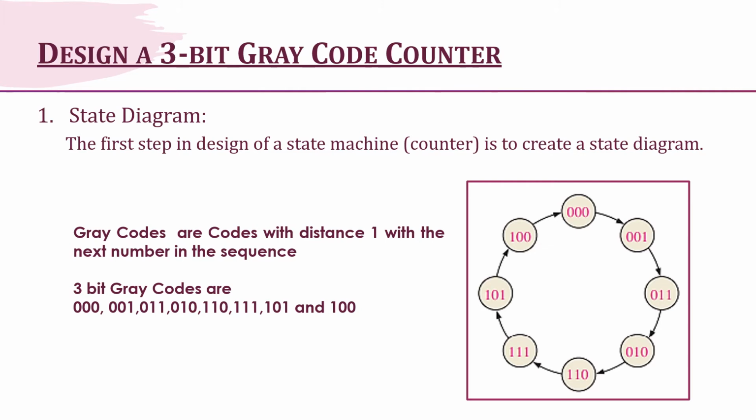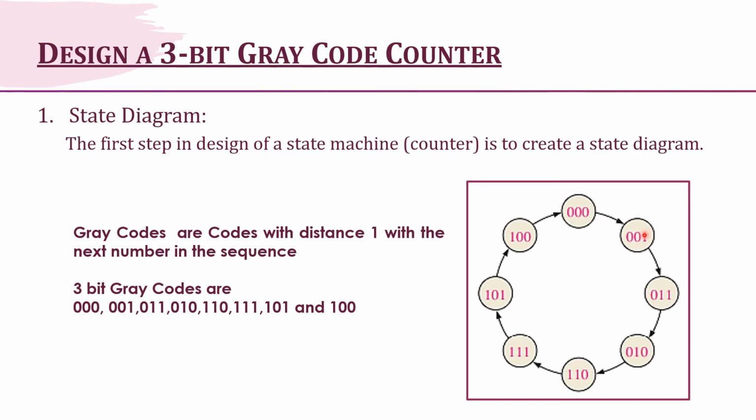As you know, in gray code, the difference between the consecutive or subsequent codes will be just 1. The distance between the two codes in the chain will be just 1. That is 000 to 001. The distance between these two adjacent codes will be 1. That is, only one bit is changing its state.